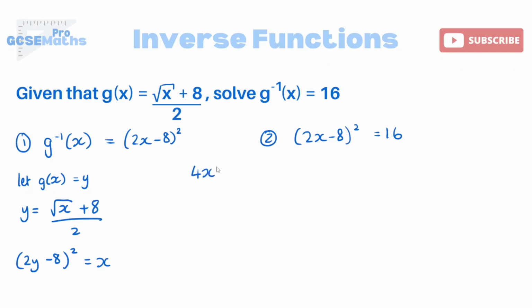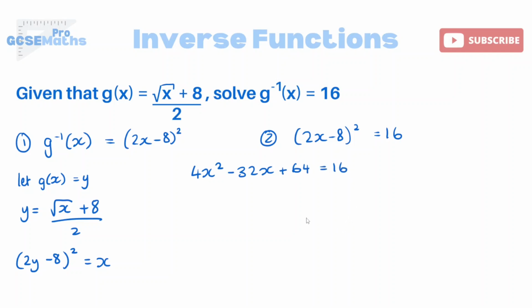So we should get 2x times 2x, which is obviously 4x squared. 2x times minus 8 would be minus 16x, but you'd then have two of those, wouldn't you? So I'm just going to put it all in one, minus 32x. And finally, minus 8 times minus 8 is plus 64, equals 16.